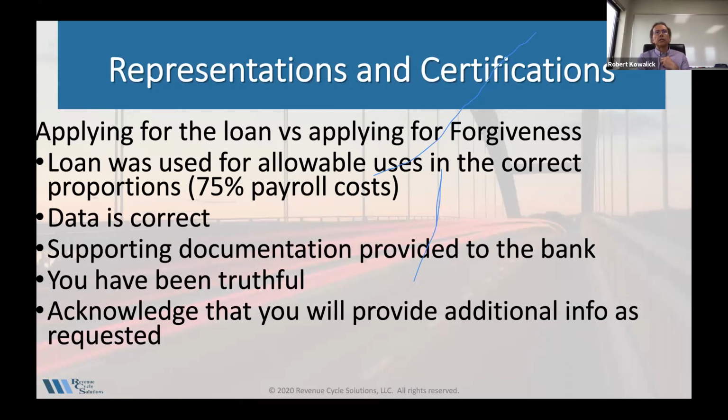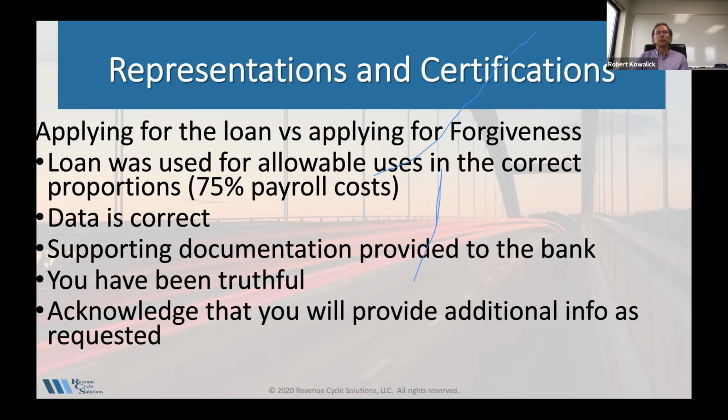The representations and warrants and certifications that you have to make essentially boil down to this. There's a lot more specific language than this, but you know, there is a difference between the level of representations you're making applying for forgiveness than you made in actually applying for the loan. Applying for the loan, you basically only had to say, I was in business prior to February 15th, and COVID-19 was going to be a problem for me, and I need money.